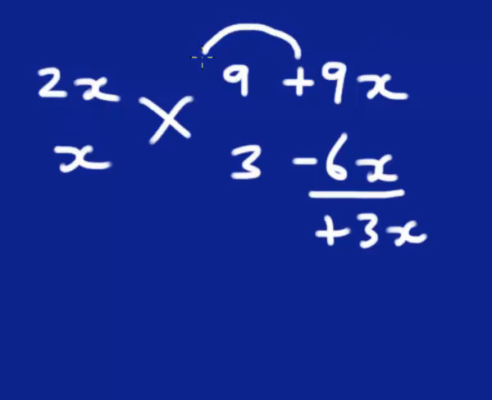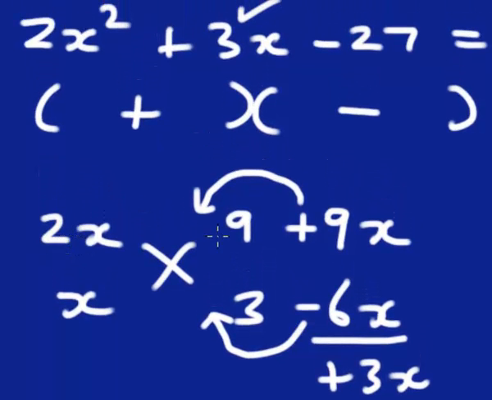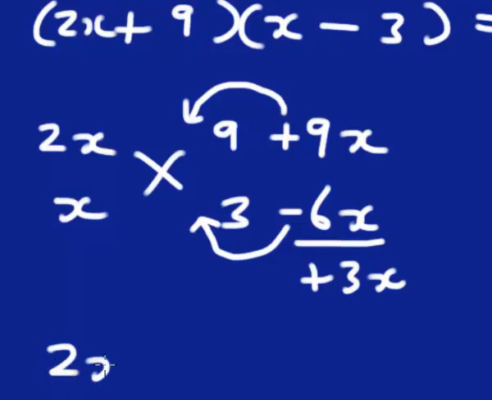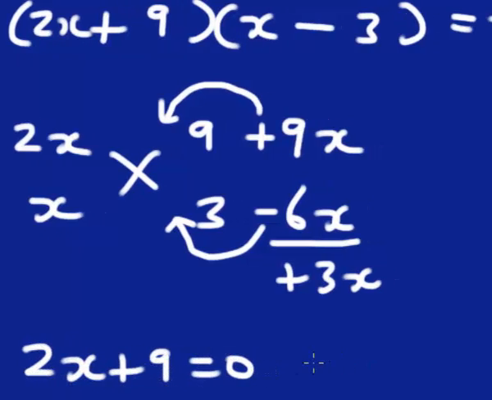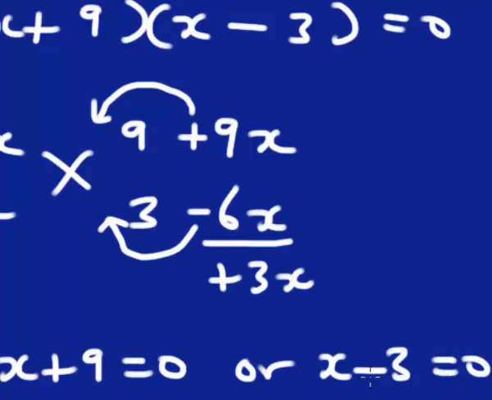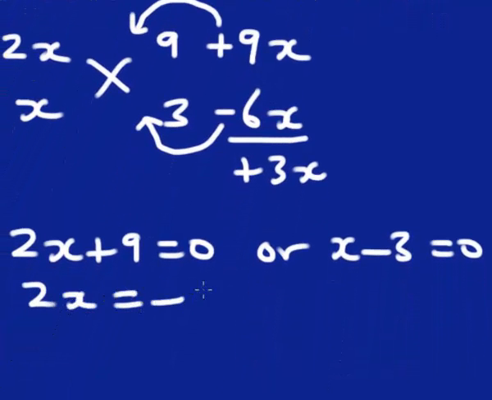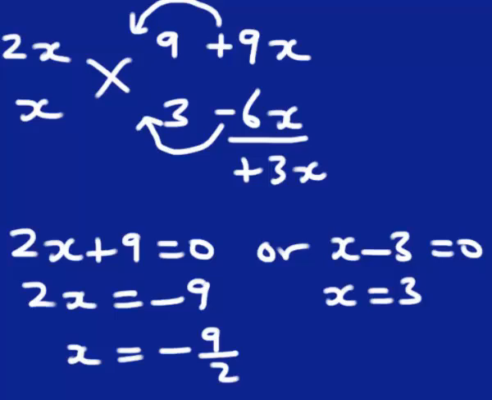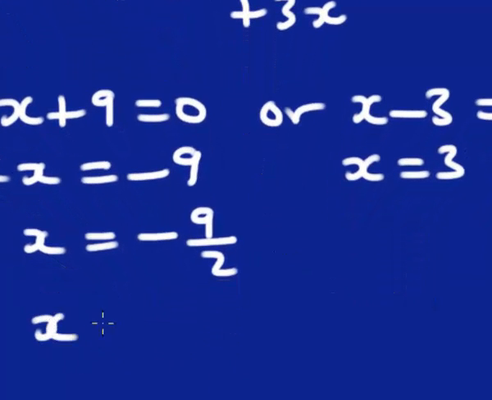And then if you remember, the plus goes to the 9, the negative goes to the 3, and your factors are 2x plus 9 and x minus 3. Okay, and then what did we then do is we broke them up into 2x plus 9 is equal to 0, or x minus 3 is equal to 0. So 2x is negative 9, x is negative 9 over 2 if you divide both sides by 2, or x is equal to 3. And of course you can say x is equal to minus 4.5 if you so wish.